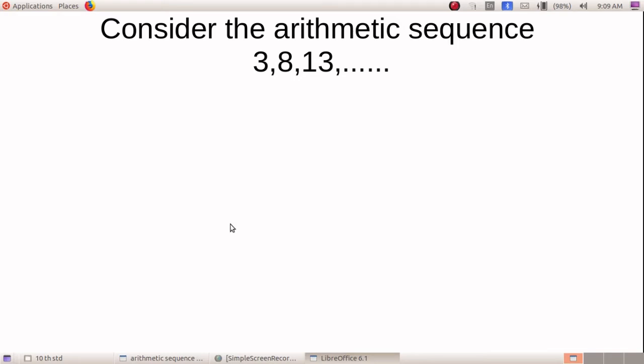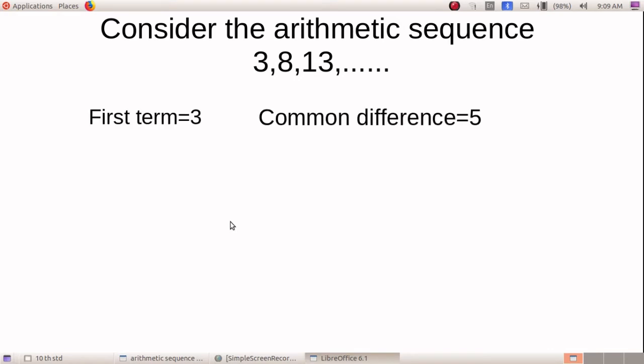Let us analyze this arithmetic sequence. What is the first term? The first term is 3. What about the common difference? 5. Now, to get the second term, we have to add the common difference to the first term. That is, the second term is 3 plus 5. With the 3 we have to add one 5. So the second term is obtained.